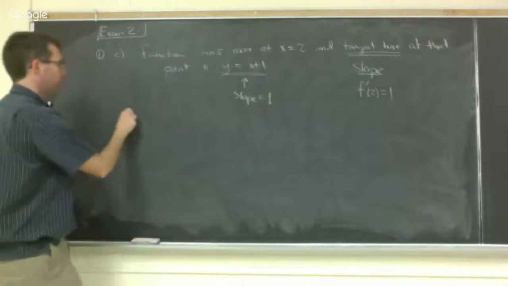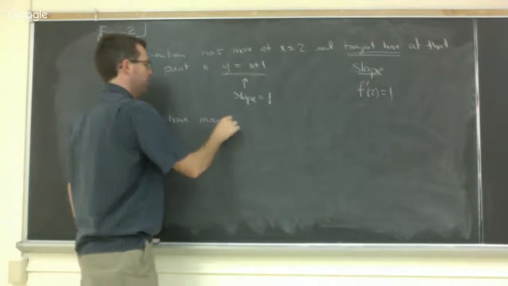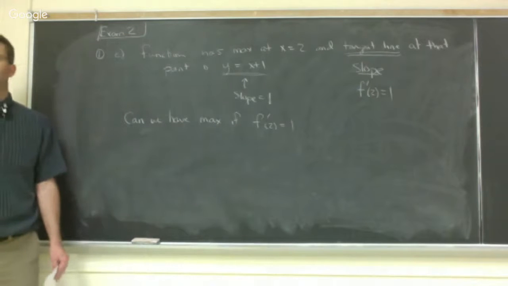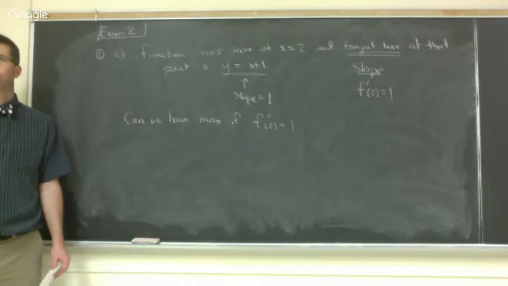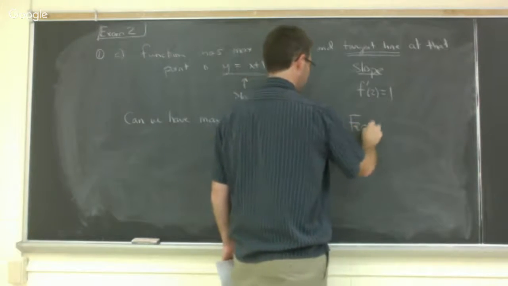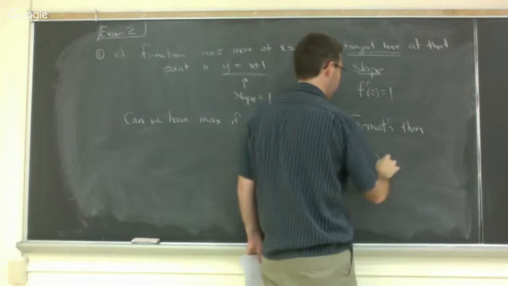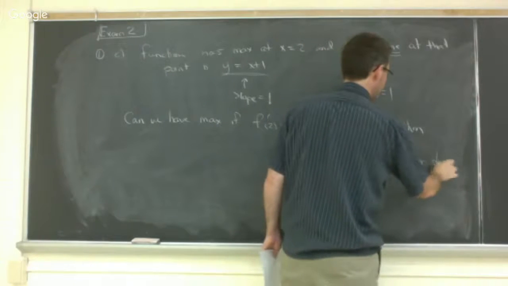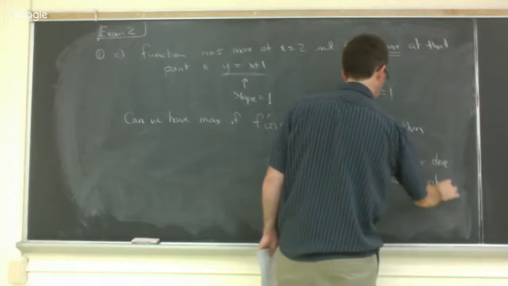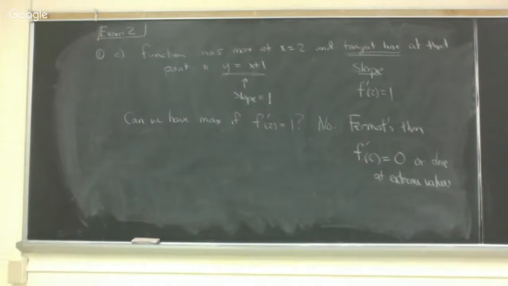So can we have a maximum if f prime of 2 equals 1? No. Because Fermat's theorem says that f prime of c has to equal 0 or does not exist at extreme values. And so this is never true.